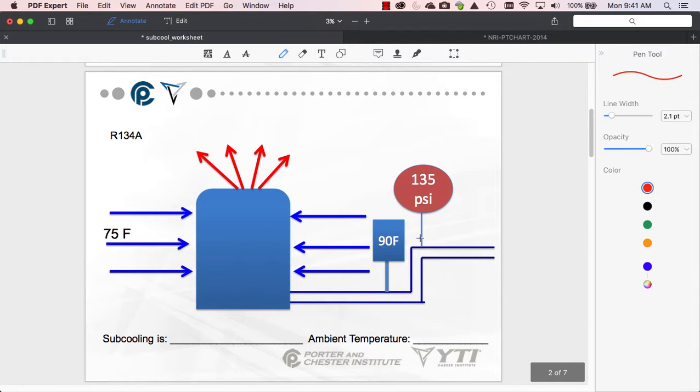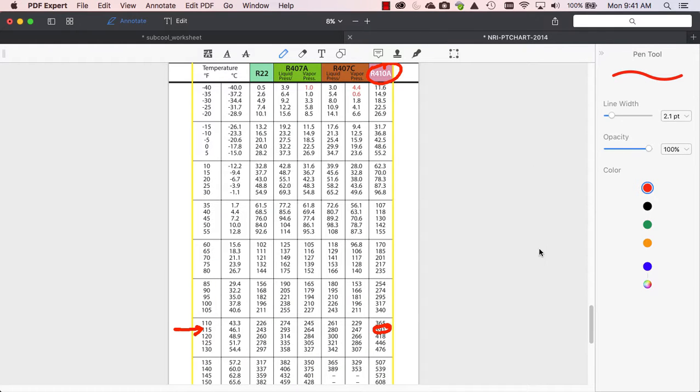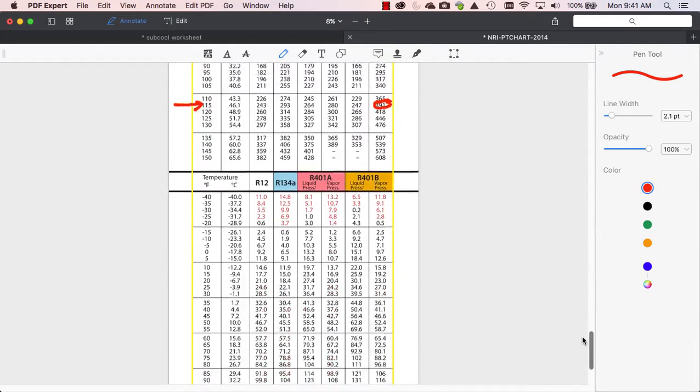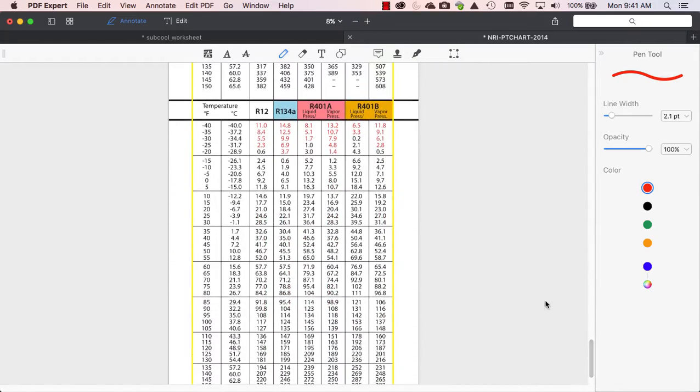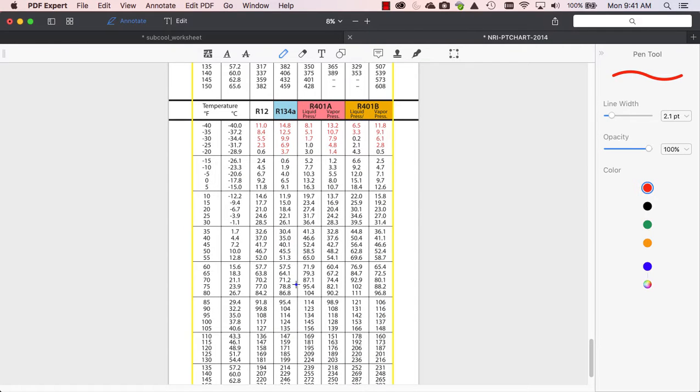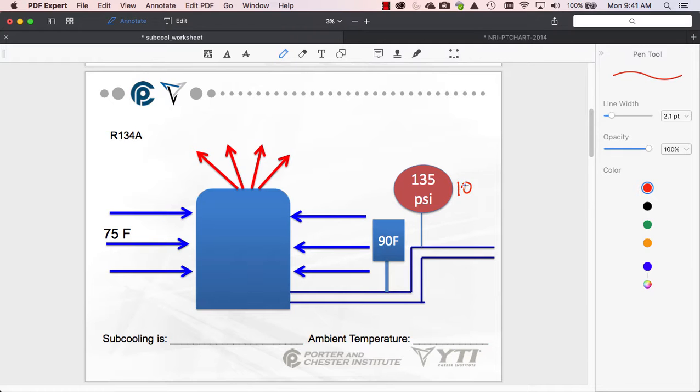I now have 134A as a refrigerant. So I'm going to come over here to my temperature pressure chart. I'm going to find 134A, which is my light blue. The pressure I'm looking for is 135. So if I come down here, my pressure is 135, and come over to the left to find my temperature, it's 105. So we know this is 105 degrees. That's the temperature in the condenser where things are condensing.